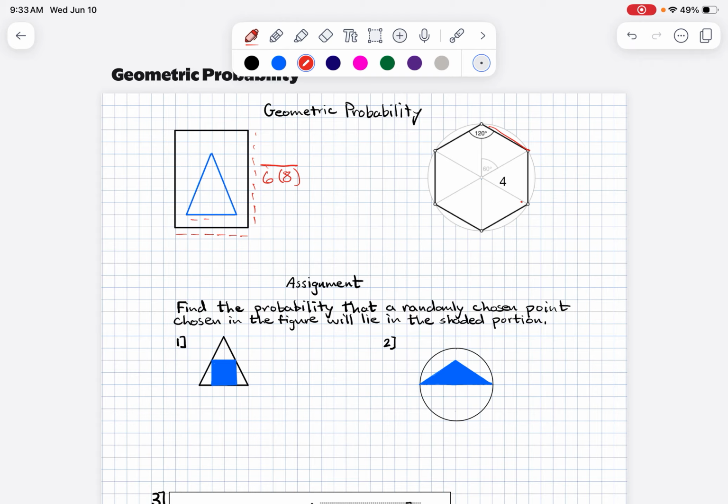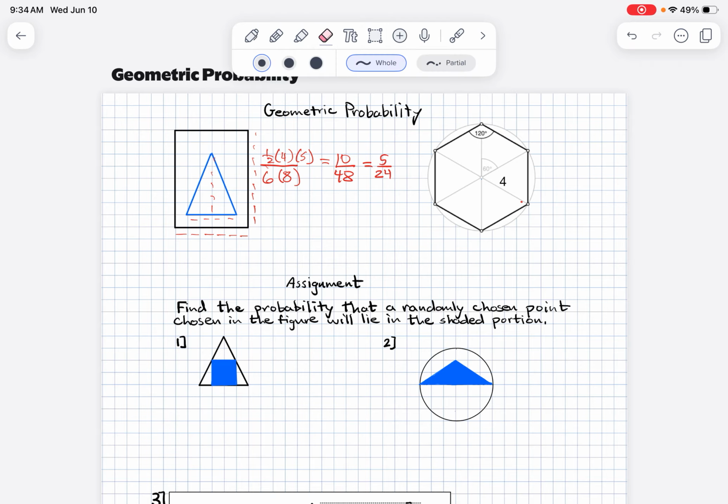So we got 1, 2, 3, 4. 1/2 base times the height. 1, 2, 3, 4, 5. Okay, so we get up top 10, and on the bottom we get 48, or in other words, 5/24. So the probability that a randomly selected point will lie inside the triangle is 5/24. Okay, so that's the way geometric probability works.